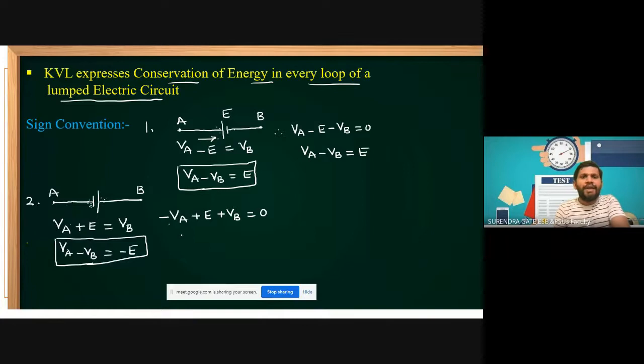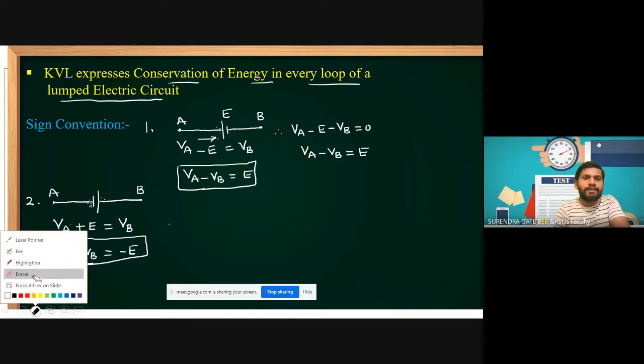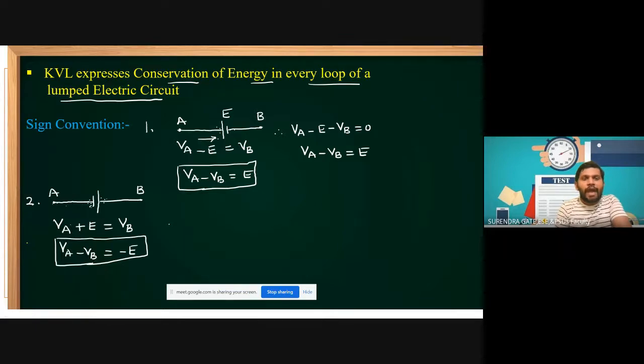Then we want VA minus VB. Is it correct? This way I am getting minus VA. We are moving from this, so it is better to go for this one. Students, this is correct. You can take VA as negative because you already took this one. Moving from negative to positive means plus E. VA plus E equal to VB.